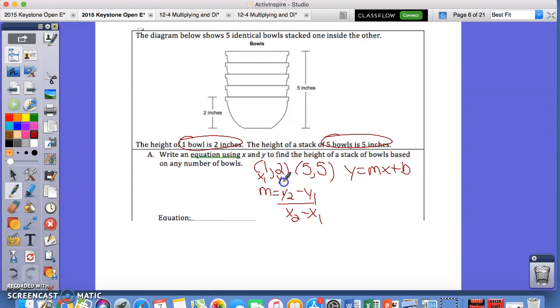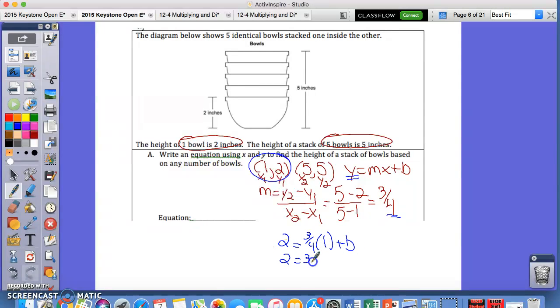So I have my x1, y1, and my x2, y2. So I went ahead and I did 5 minus 2 over 5 minus 1, which is just 3/4. So then I picked an ordered pair. I chose 1, 2. So for y, I made it 2 equals my m, which is 3/4, times x, which is 1, plus b. So you get 2 equals 3/4 plus b. Subtract 3/4. 2 minus 3/4 is 1 1/4 equals b. So your equation is just y equals 3/4 x plus 1 1/4.